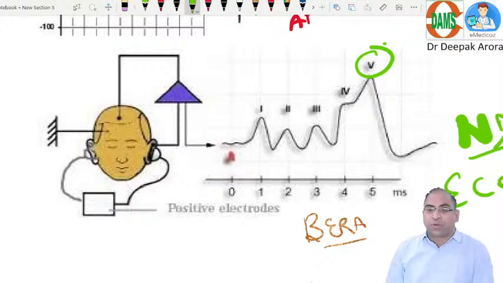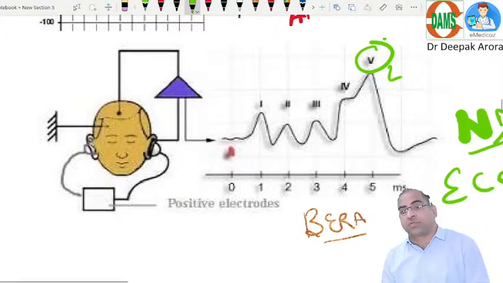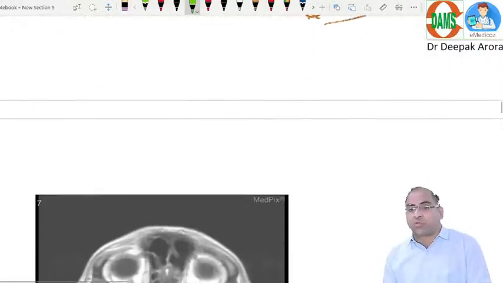Gentamicin, yes beta, absolutely right. Your response in the chat box gives a strong message that you people have revised ENT notes. Very nice. Now, which is the largest wave? Fifth wave is the largest wave. BERA is the investigation of choice for retrocochlear pathology.